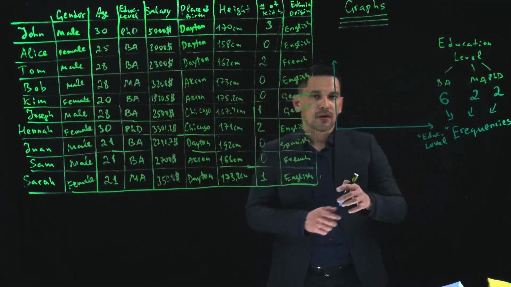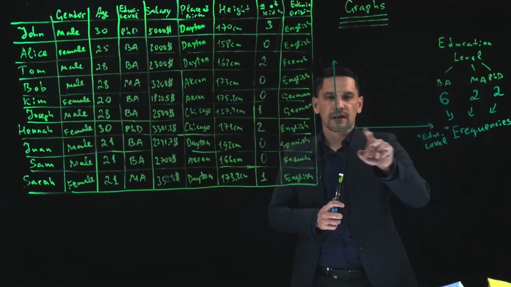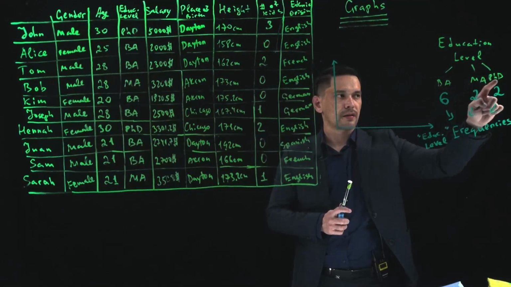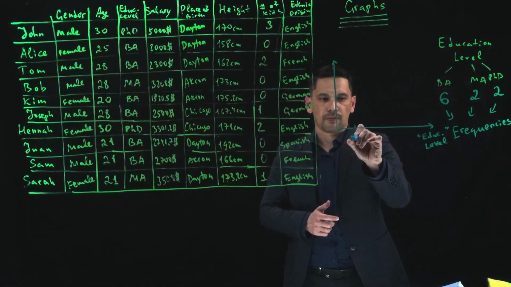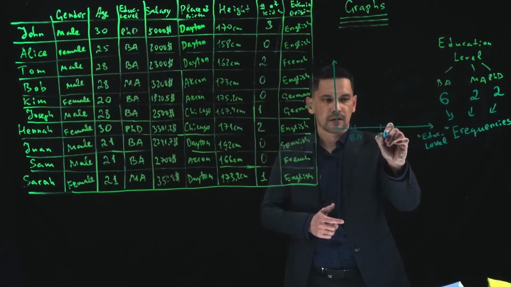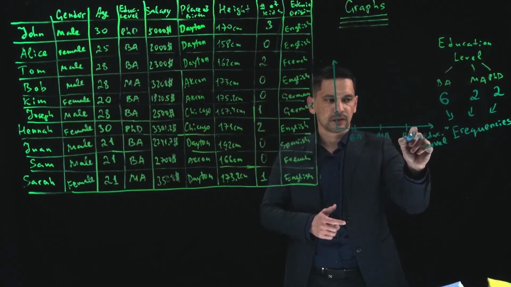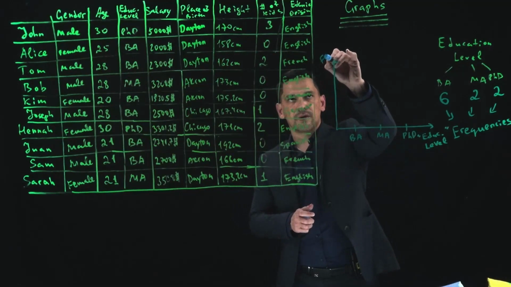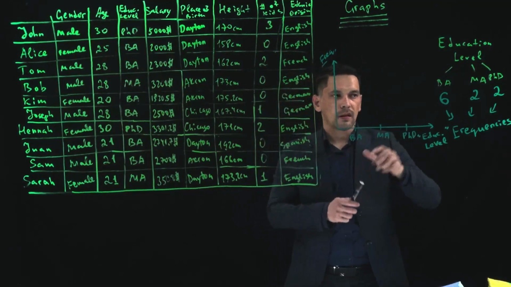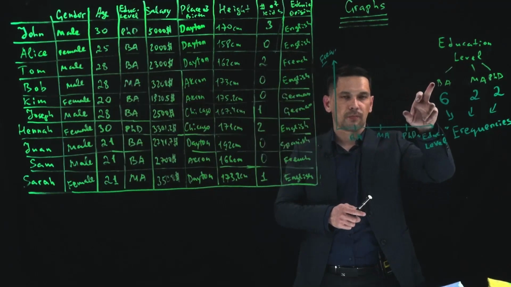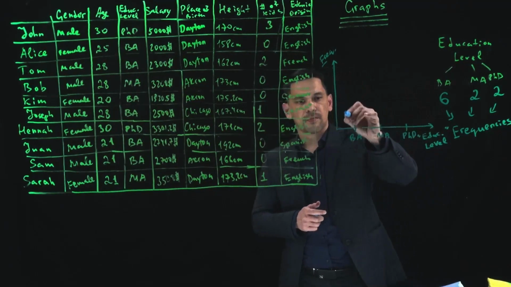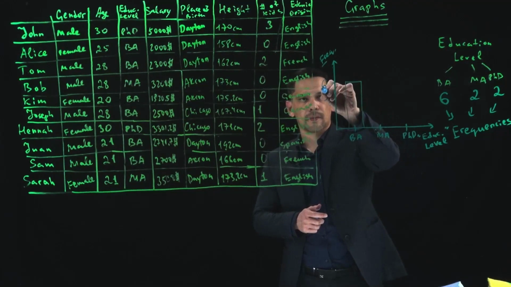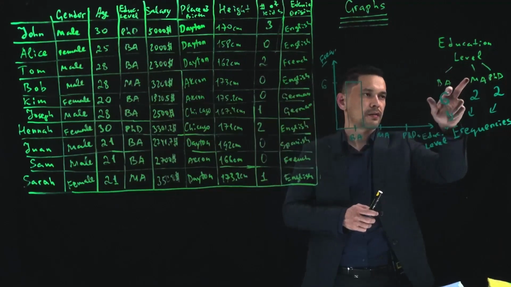Okay, now show the values of this variable on the x-axis. Now the values of this variable are bachelor's, master's, and PhD. Now the y-axis is going to show the frequencies for those values. Okay, for example, the frequency of the value bachelor's is 6, so I'm going to build a column like this, ending at 6 here. Now the value master's has a frequency of 2.